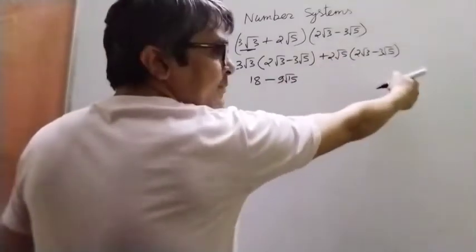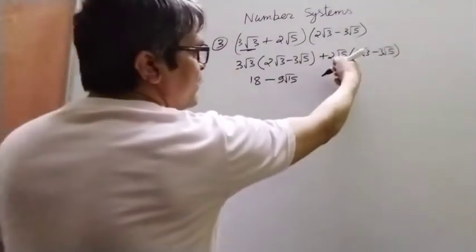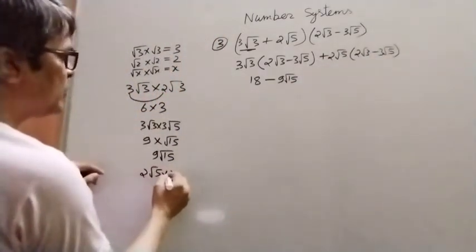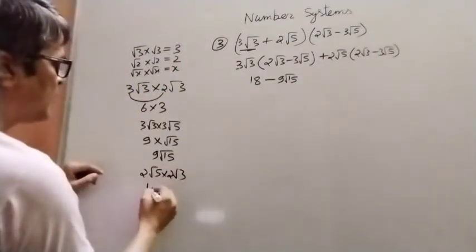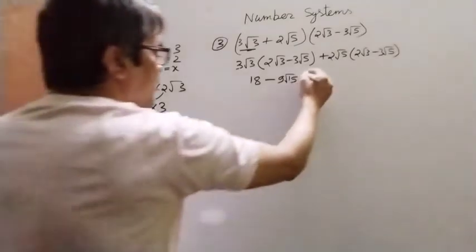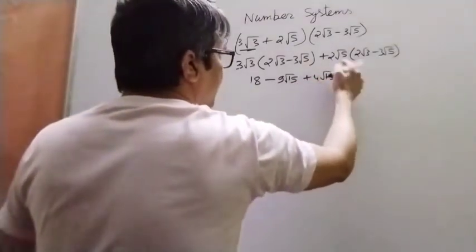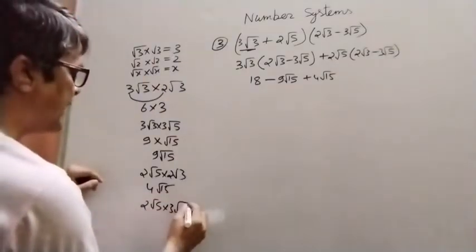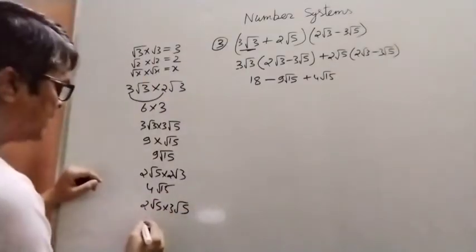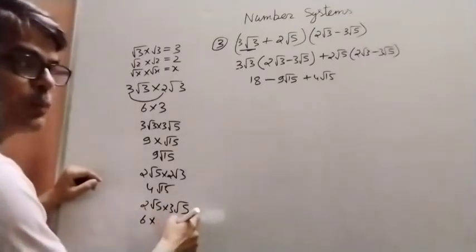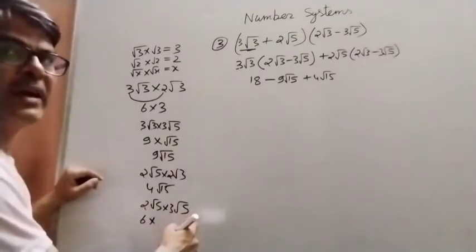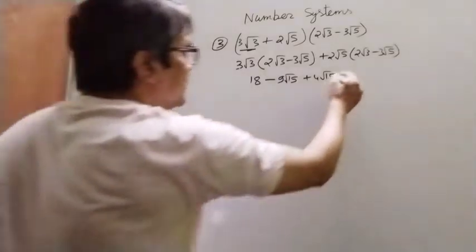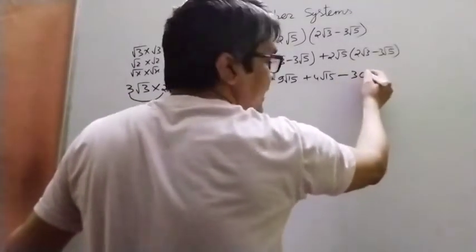Okay. Same thing here. You have to multiply 2 root 5 into 2 root 3. 2 twos are 4. Root 15, plus 4 root 15. 2 root 5 into 3 root 5: 2 threes are 6. Root 5 into root 5 is under root 25, which is equal to 5. 6 fives are 30. But you have to write here minus.